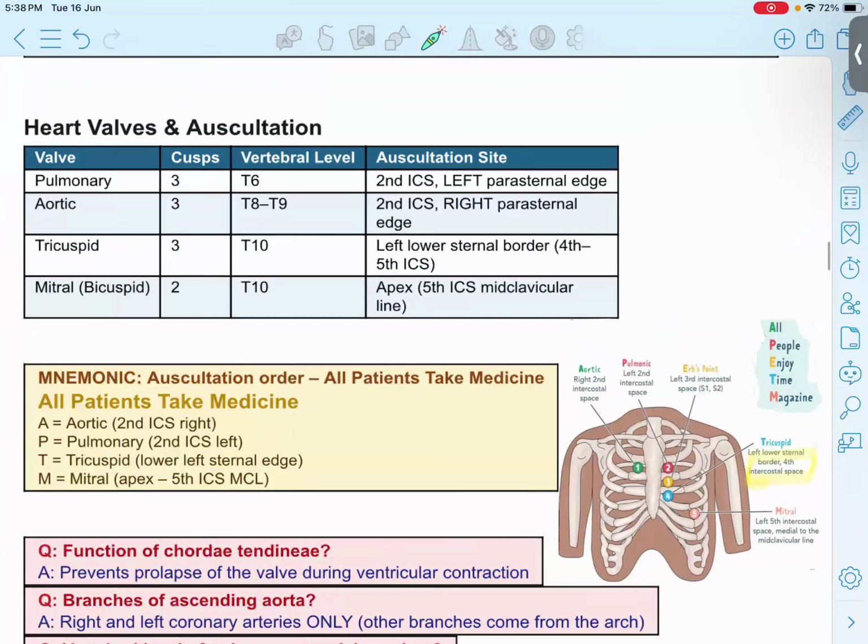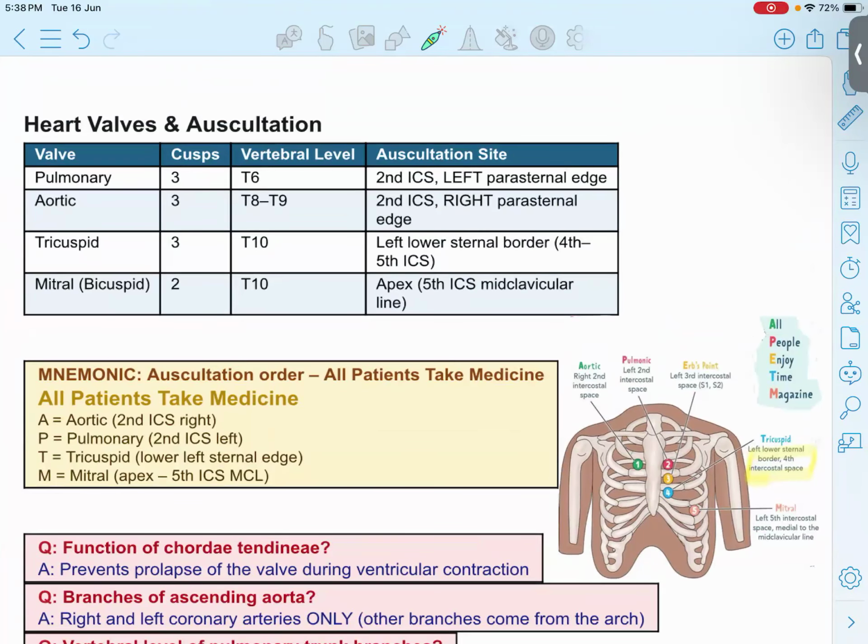Sometimes the examiner asks how many cusps are in the pulmonary valve, aortic valve, or tricuspid valve. Just remember that only the mitral valve has 2 cusps, and the other 3 valves have 3 cusps. Okay.